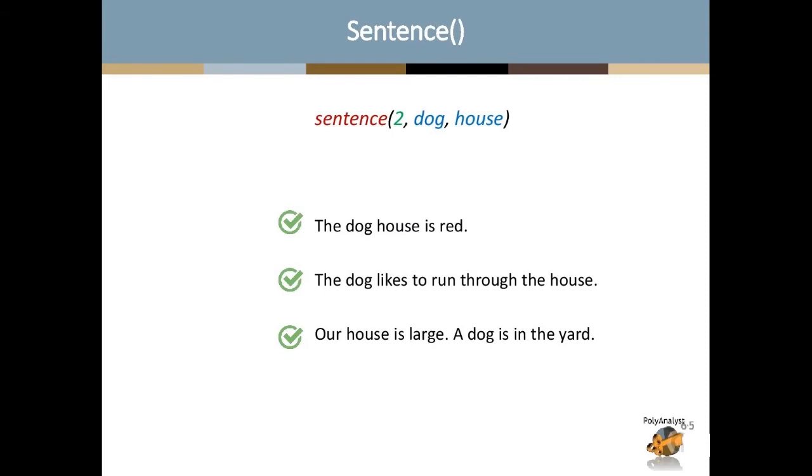However, I can include another parameter here. This 2 parameter will make the number of sentences apart expand. So now they can be within 2 sentences of one another. So our house is large, but then a dog is in the yard. That's the next sentence. So they're in 2 sentences of one another. So that query will be matched here.